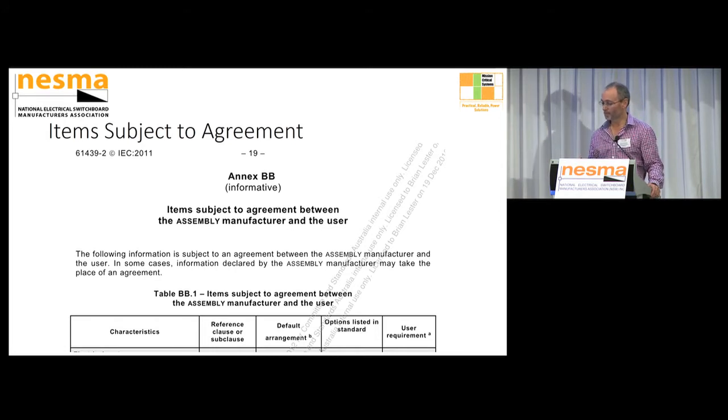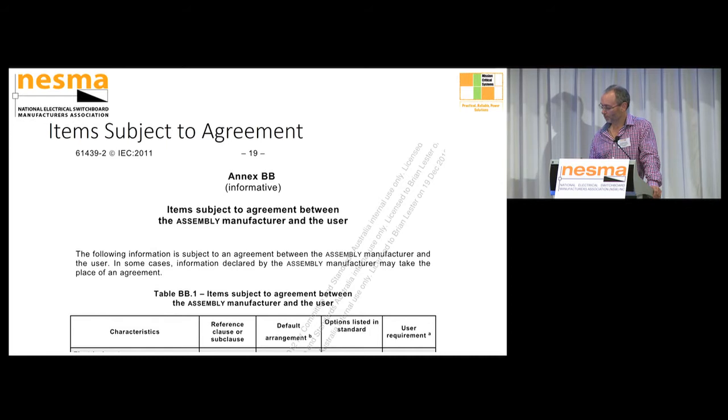So Annex BB is in part 2. I forget what the annex number is in part 1. There's an annex like this in every part, and there's also an annex in part 0 to go through it. Each of these annexes basically sets out all of the items that are up to the user or the specifier to choose and inform the manufacturer.